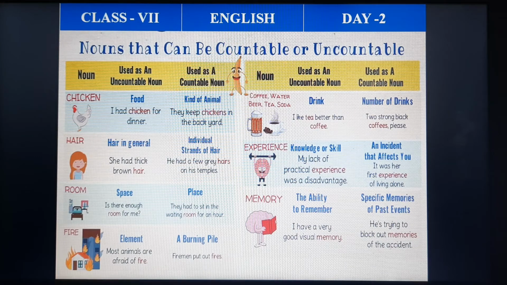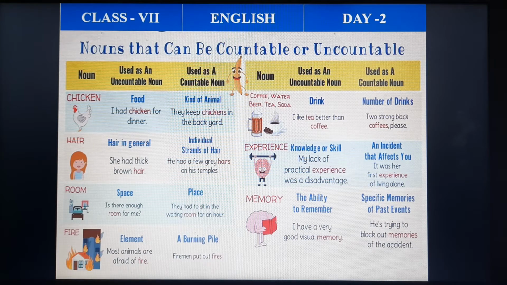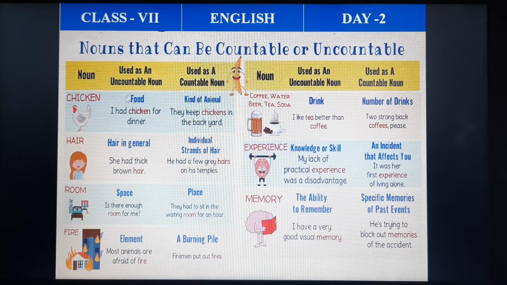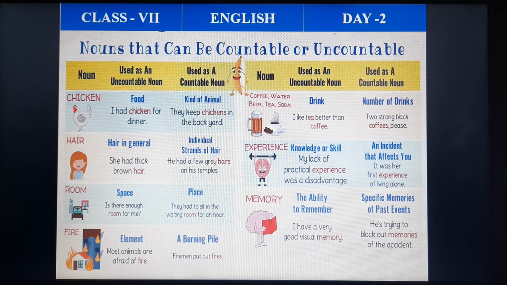Now, as I've already mentioned before, there are some nouns which can be both countable and uncountable depending on how you use them. Like, for example, chicken. When you refer to the chicken as food, it becomes uncountable. But when you refer to chicken as a kind of animal, then it becomes countable. Like, I had chicken for dinner. That is uncountable. They keep chickens in the backyard. That becomes countable. You can count the chickens in the backyard.